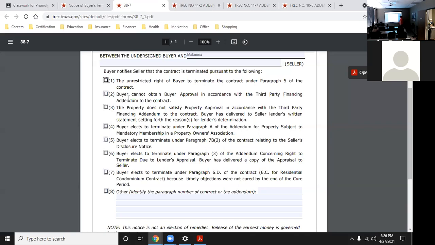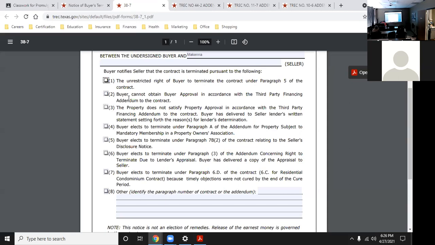8 is for other. You will not use this a whole lot because there's not much else that you can rightfully back out of a contract for that's not already listed. If you're not doing one of these first 7 things, you most likely cannot just send this over and be like, we're out of here, and just call it a day. So 8, you won't see a lot.